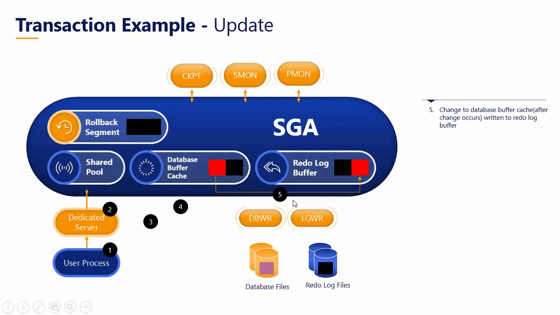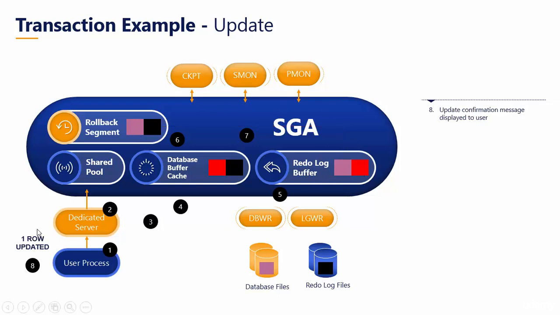Now in the fifth step, whatever the changes were made to the database buffer cache, those changes are written into the redo log buffer. Okay, and in the sixth step, the undo information, that means the data blocks before they were modified, are sent to the rollback segment and stored over there. Okay, now in the seventh step, changes to the rollback segment are recorded in the redo log buffer.